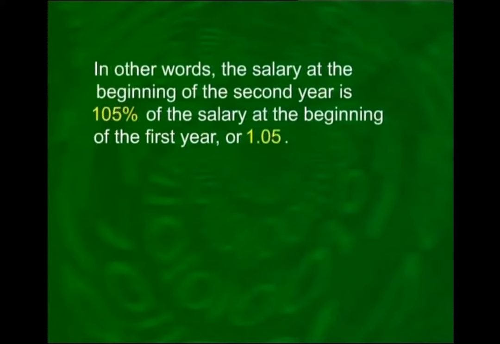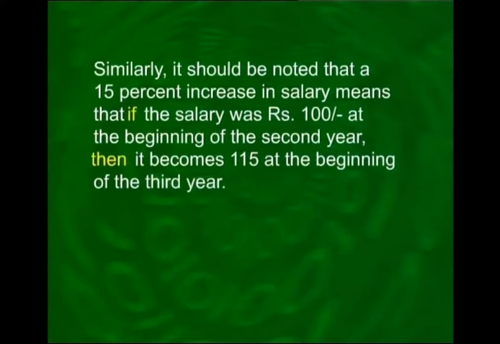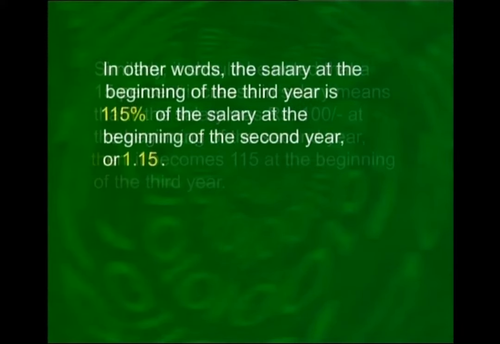In other words, the salary at the beginning of the second year is 105% of the salary at the beginning of the first year, or we can say that the value is 1.05. Similarly, a 15% increase in salary means that if the salary was 100 at the beginning of the second year, then it becomes 115 at the beginning of the third year. In other words, the salary at the beginning of the third year is 115% of the salary at the beginning of the second year, or 1.15.